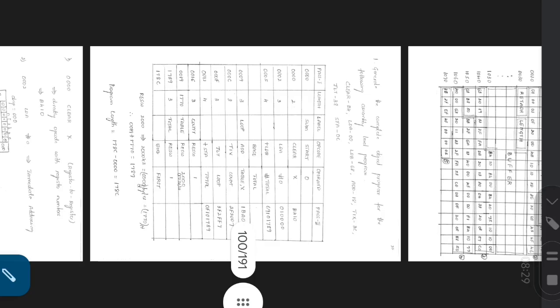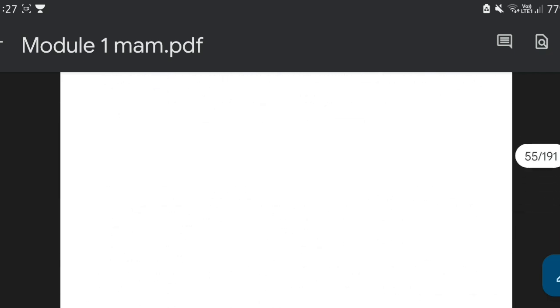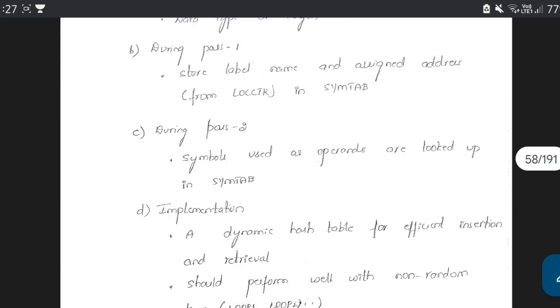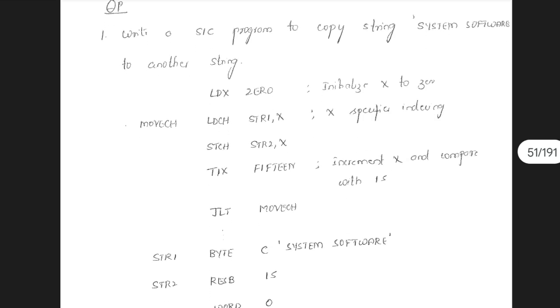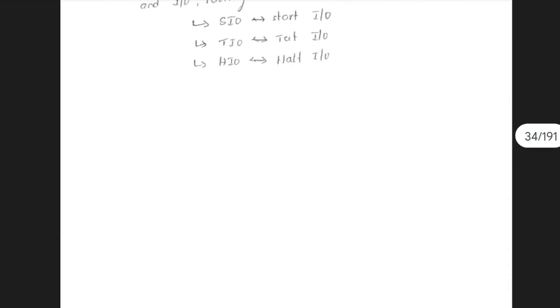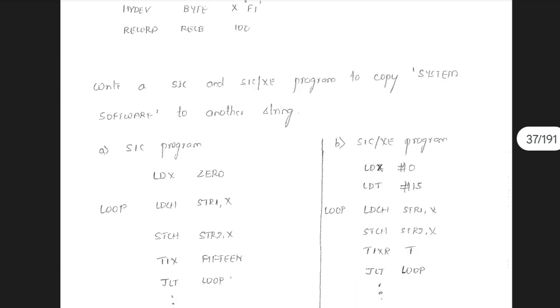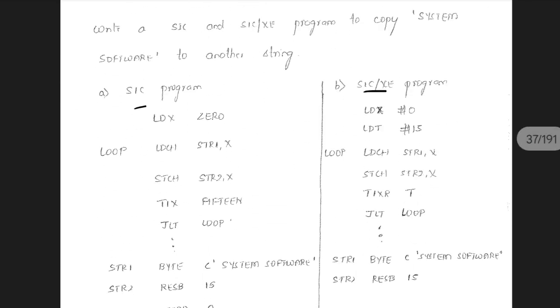In page number 51 they have explained both SIC as well as SIC XE. Actually in page number 51, if I show you, it's just SIC. I didn't realize that it's SIC, so you should not write this one, you'll lose marks. Go to page number 37. In 37 you will have both SIC as well as SIC XE.